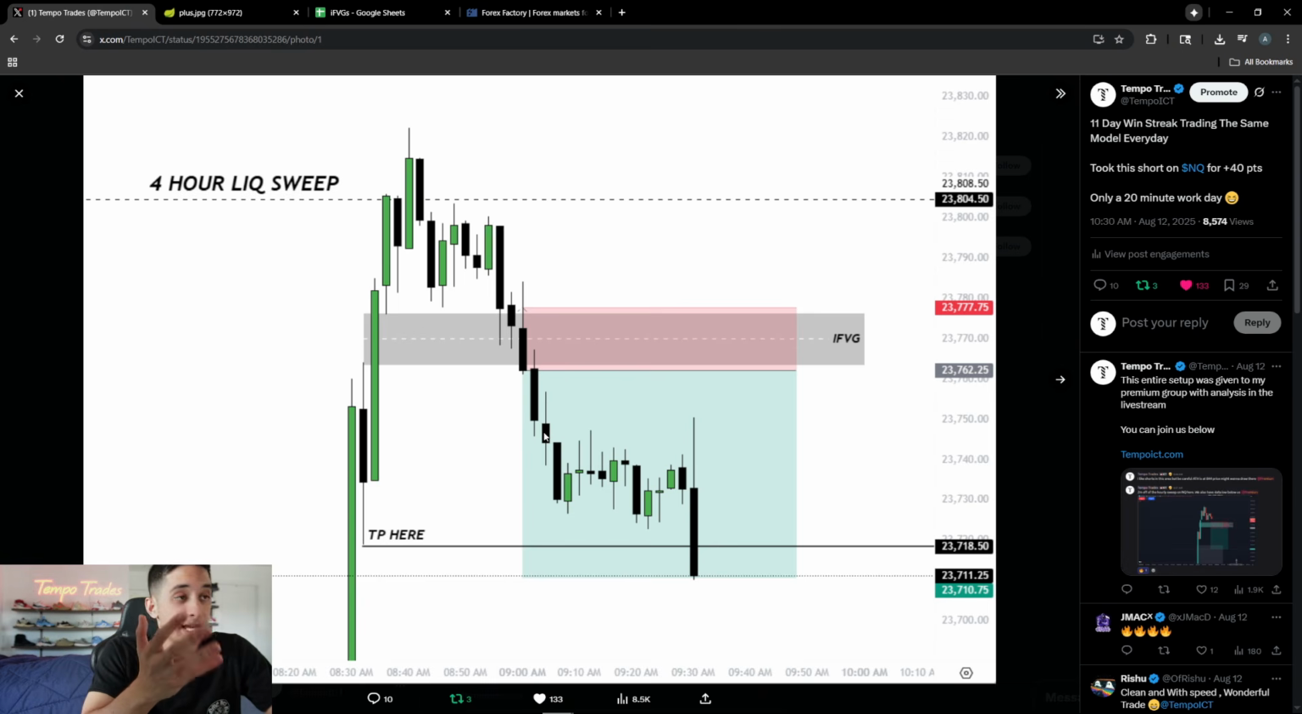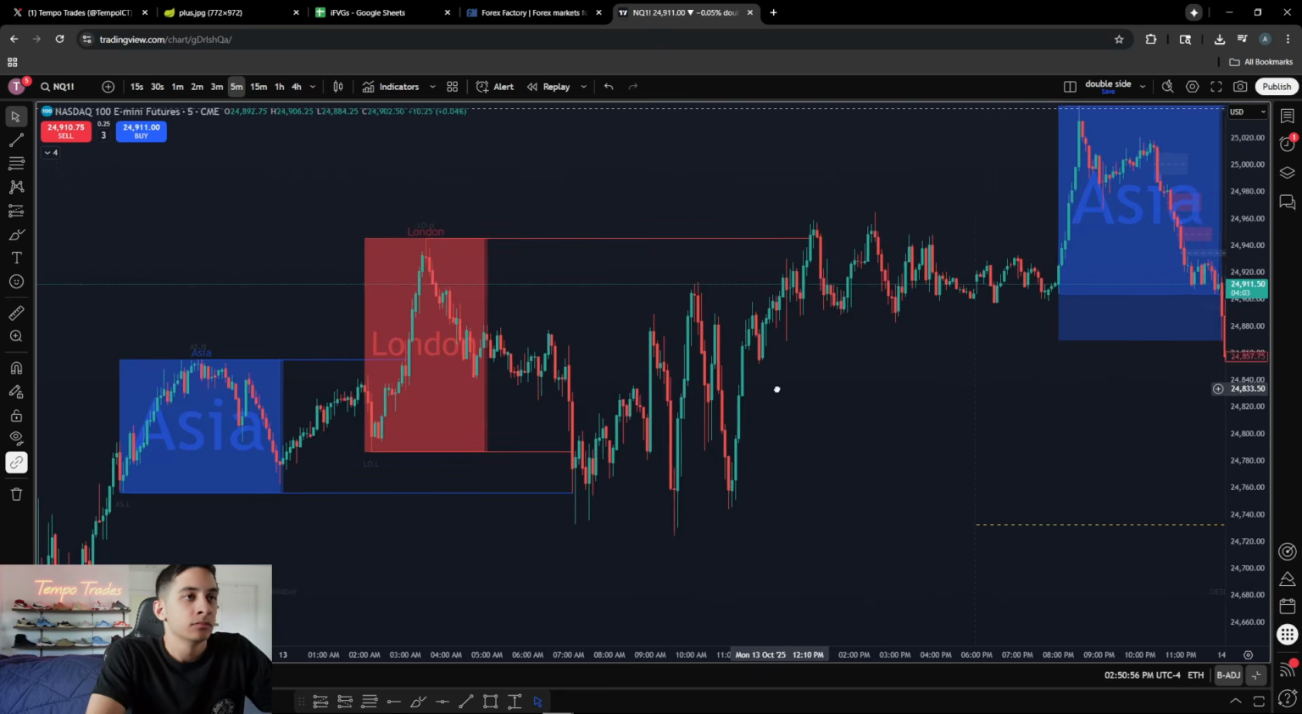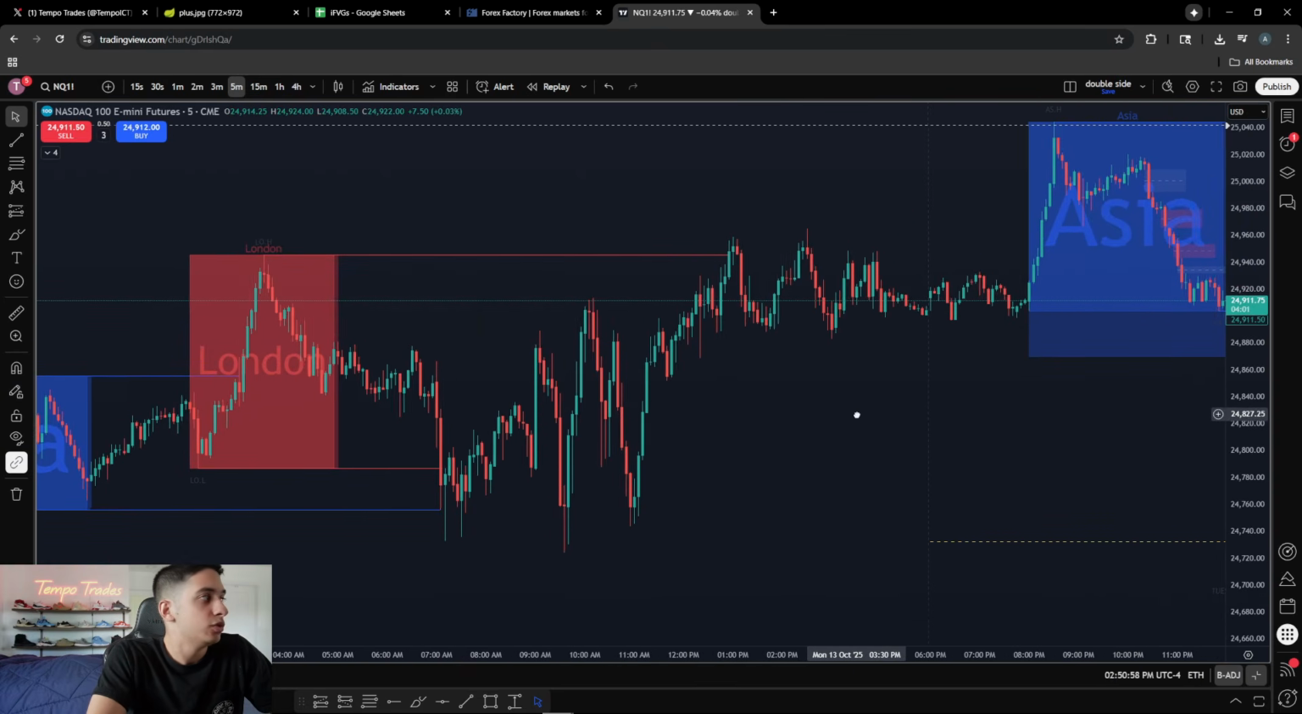Here is yet again another example on August 12th, 4-hour liquidity area. You wait for the sweep, boom, look for the reversal pattern, boom, enter the IFEG short when it closes under the gap, boom, and we target that swing low right there for 40 points. And you can even see there was zero hindsight here because I called this all out in the Discord community before it even happened.